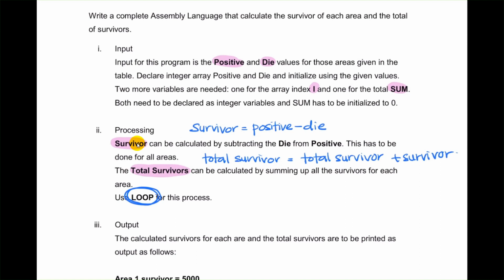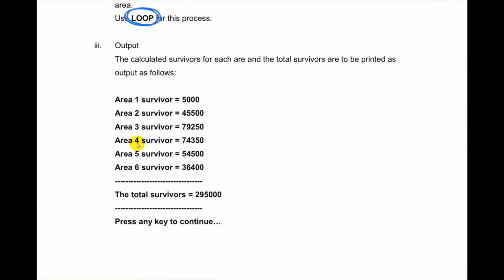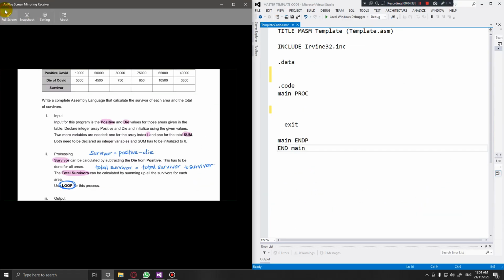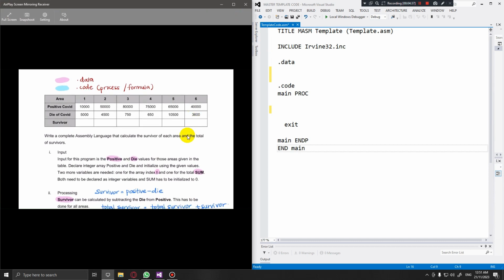Next, the calculated survivor for each area and total survivors are to be printed as output as follows. So this is the output that we want to write, same like this. So let's continue, let's start. Alright, so let's write our code now.